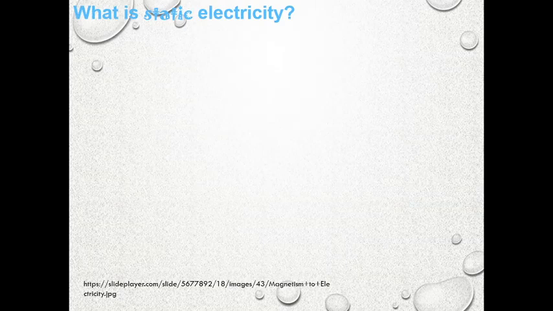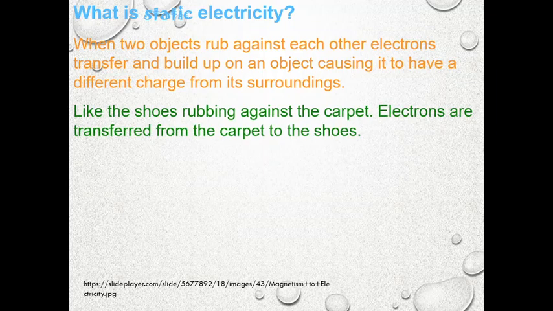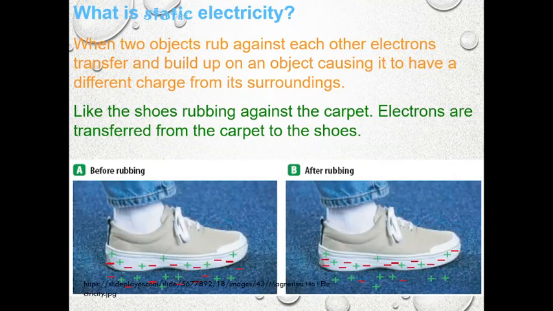Guys, what is static electricity? Of course, this happens when two objects rub against each other. Electrons transfer and build up on an object, causing it to have a different charge from its surroundings. Like shoes rubbing against the carpet, electrons are transferred from the carpet to the shoes. Exactly, from the left side in picture A, we have an example before rubbing, and in our second picture from the right side, picture B, after rubbing.